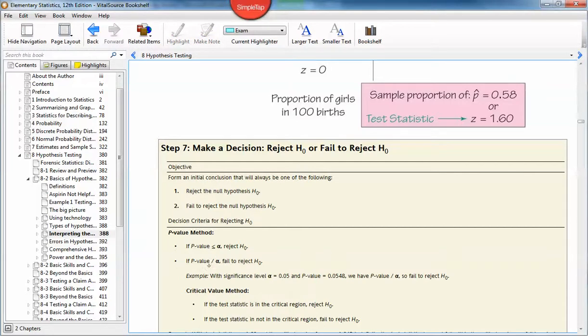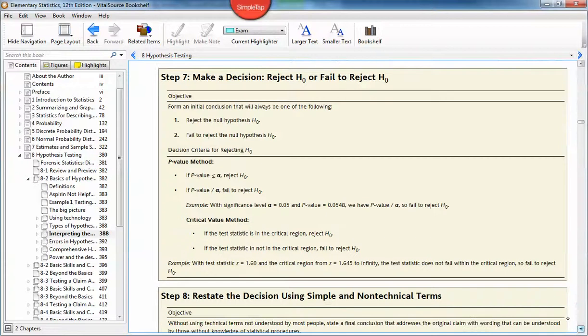All right, so here's a little example here. With a significance level of alpha equals 0.05 and a p-value of 0.0548, is 0.0548 greater than or less than 0.05? That's right, it's greater than. So since it's greater than 0.05, we fail to reject the null hypothesis.